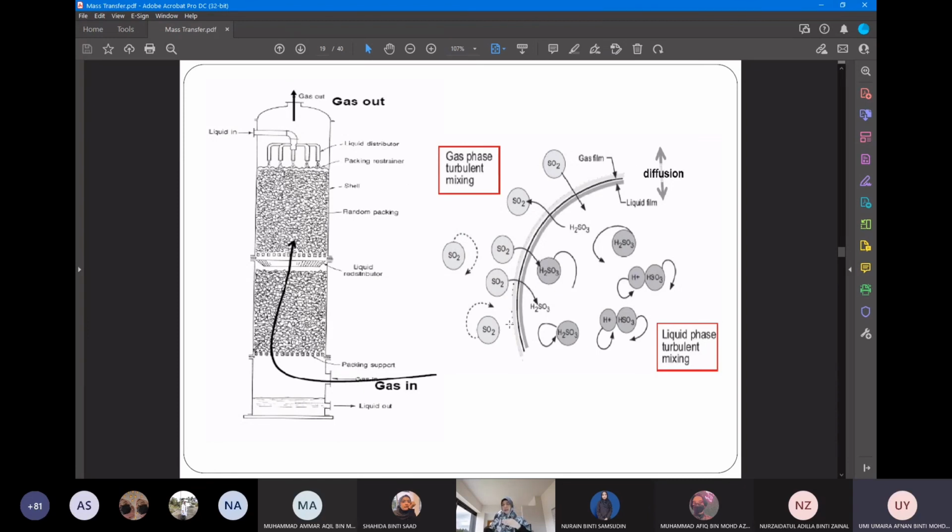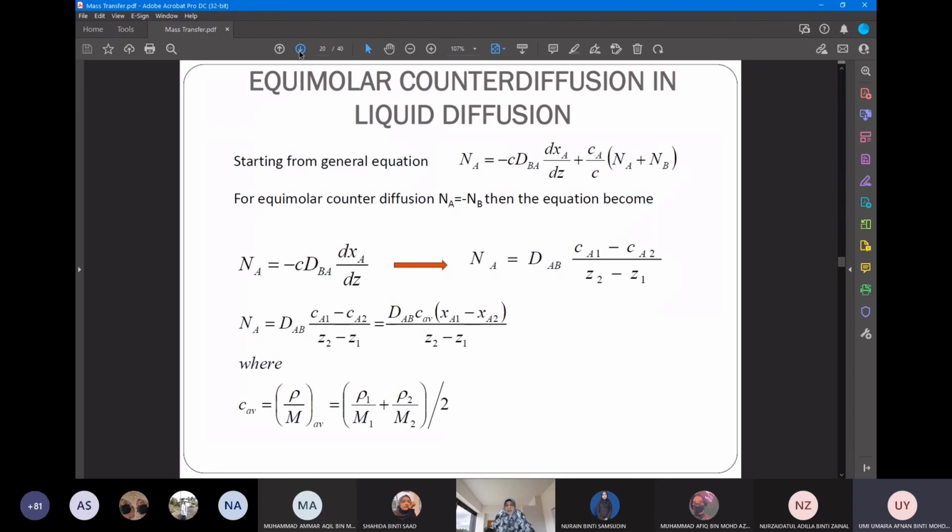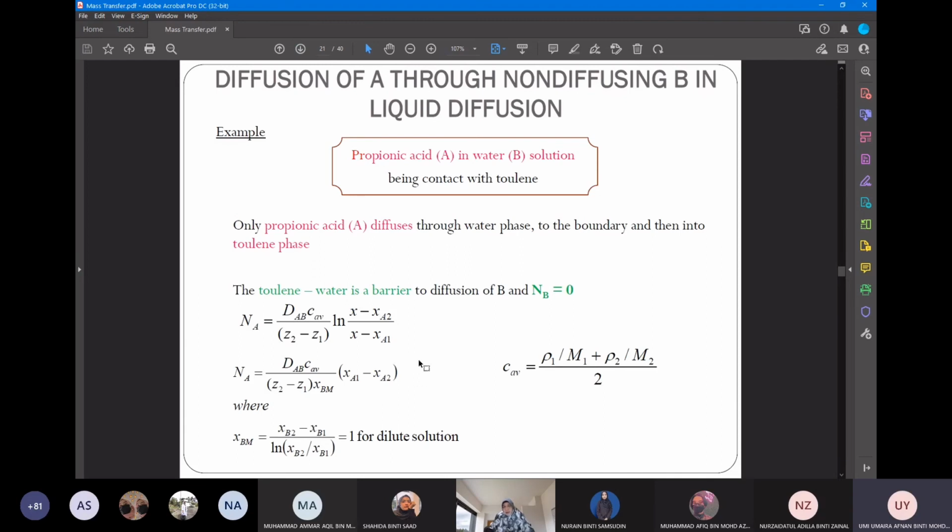Diffusion only occurs at the thin layer, at the surface area between the gas and the liquid. That's all. So you need to increase the contact area between the liquid and the gas. Then this is equimolar counter diffusion in liquid diffusion. This is the equation you're going to use for liquid diffusion. So you have to know about this one also. You have one example in the textbook, so read the textbook. I don't have time to mention everything here.